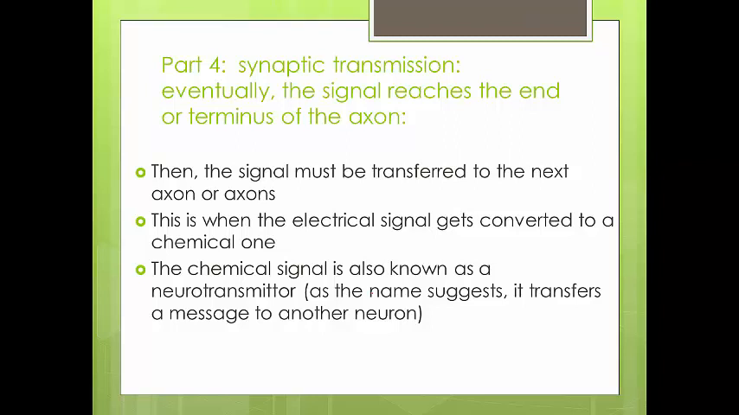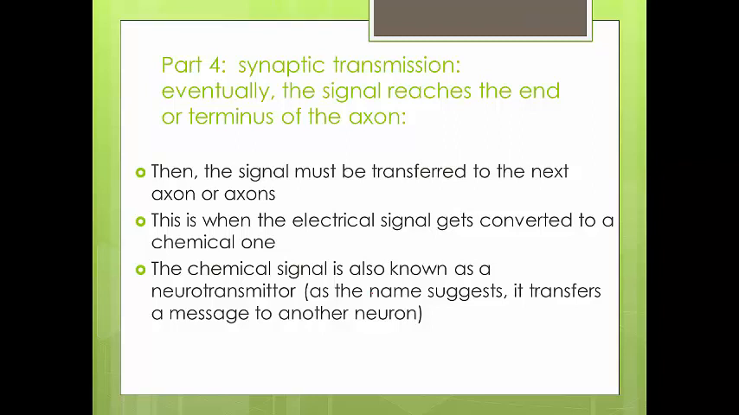All right, let's assume now that our action potential has gotten to the end of the axon. Now we need to talk about how the signal gets transduced into a chemical form and how that chemical form moves across the space between axons and initiates a new action potential in the next neuron. So we need to talk about how the signal is transferred from the first neuron to the next neuron in the chain, as well as how an electrical signal gets converted to a chemical one and then back to an electrical one. The chemical signal is provided by a substance known as a neurotransmitter.